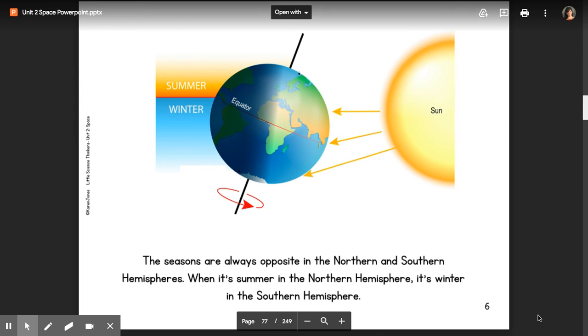The seasons are always opposite in the northern and southern hemispheres. When it's summer in the northern hemisphere, it's winter in the southern hemisphere.